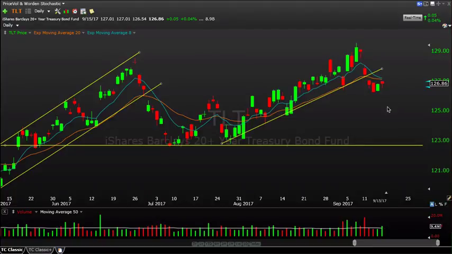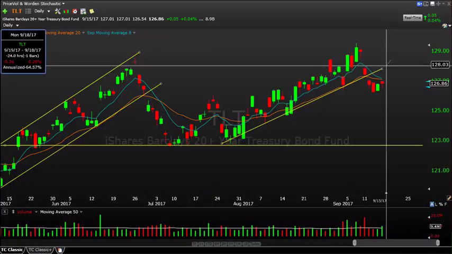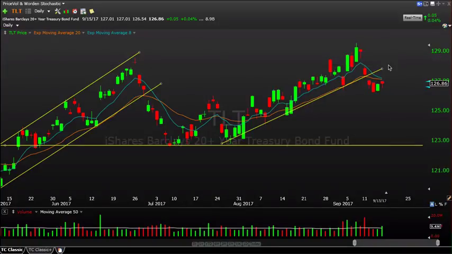I'm looking at this as a potential short setup, but nothing that I'm acting on just yet, but it's something to pay attention to. I think if we started to reclaim and get back above 128 or so, that might change the tune.